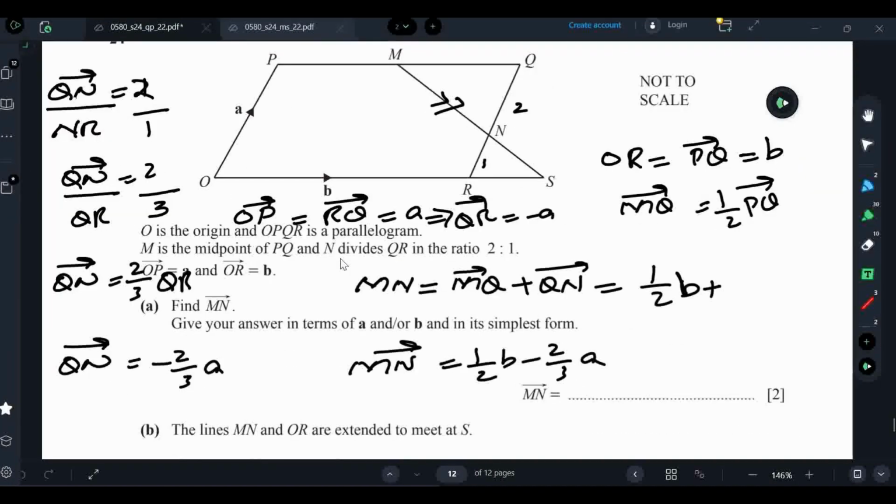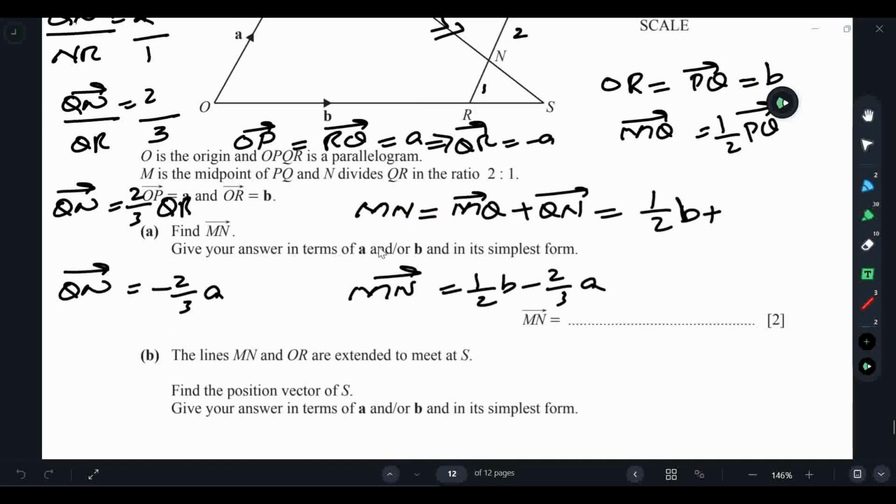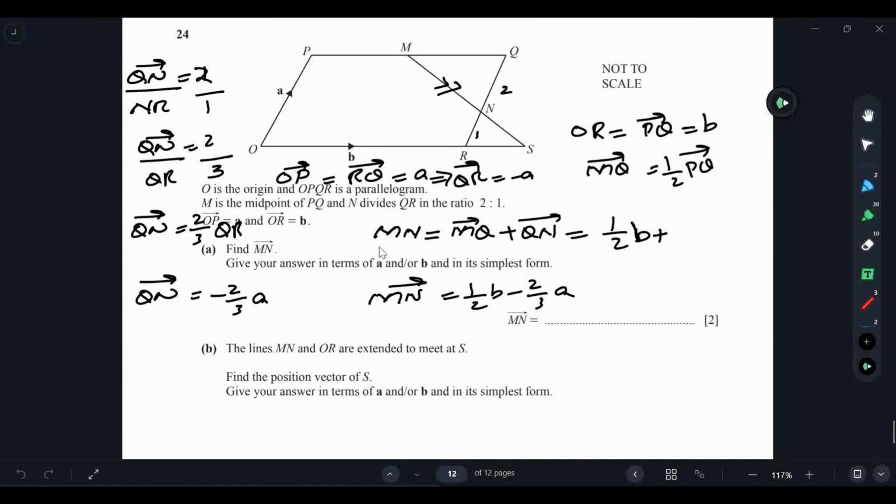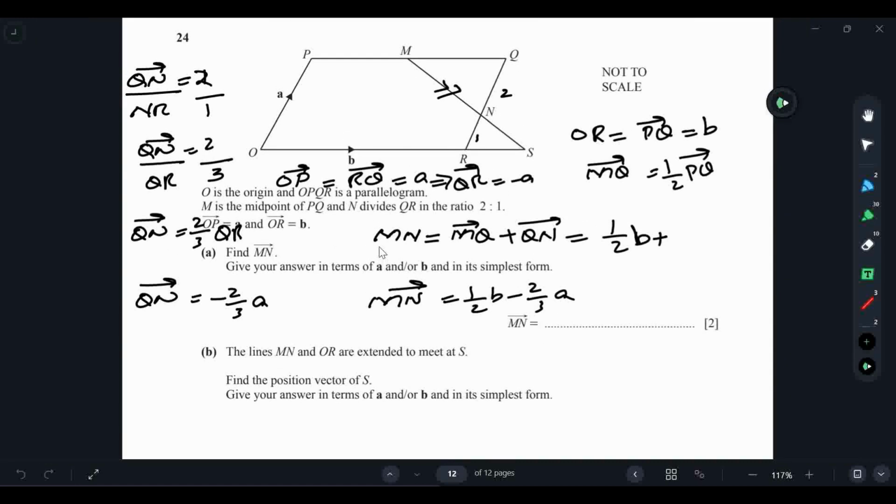Now let's move to the B part. Very interesting. They say that the lines MN and OR are extended to meet at S. Find the position vector of S, and give your answer in the form of A and B in its simplest form. Now what we have to do is find out the ratio.